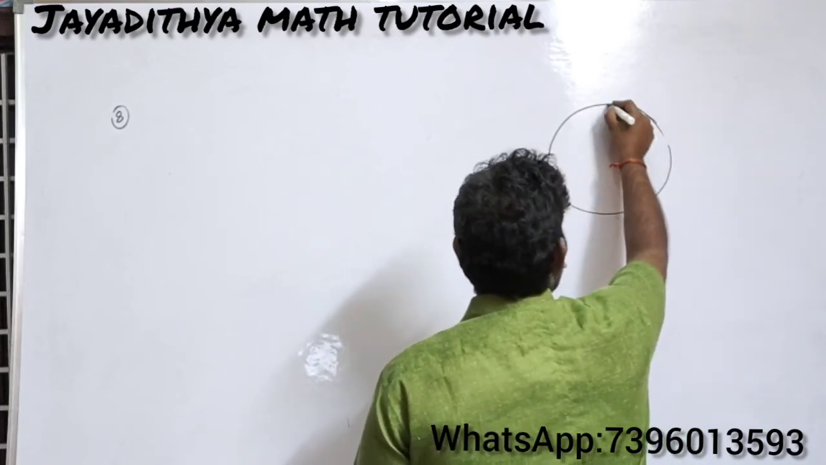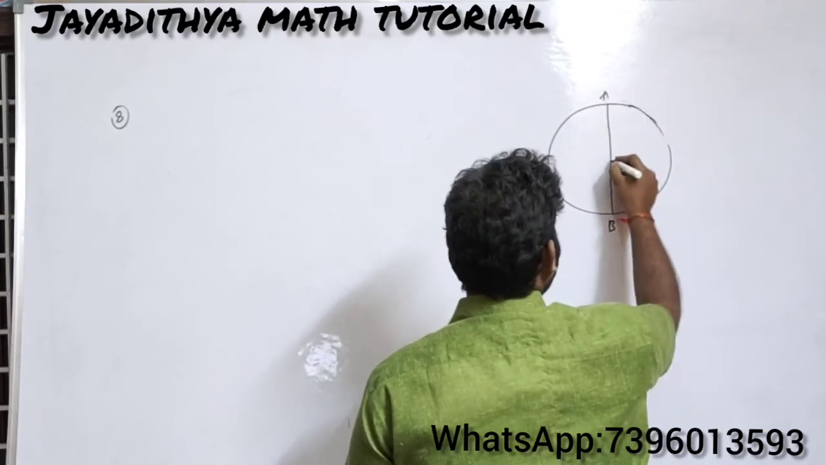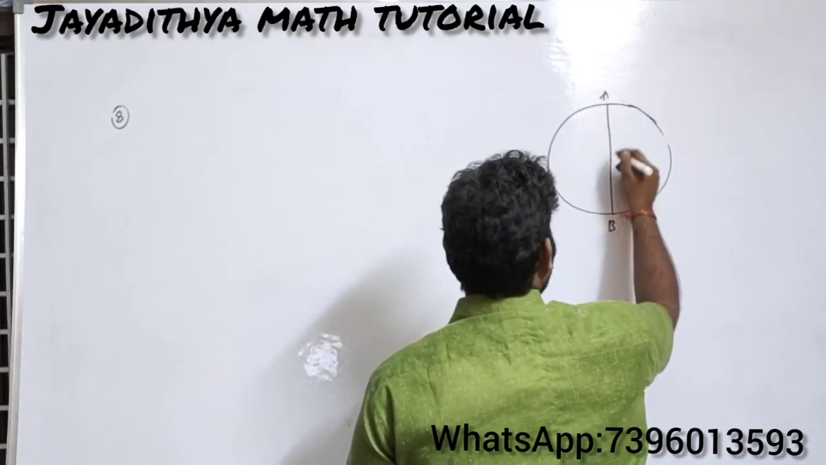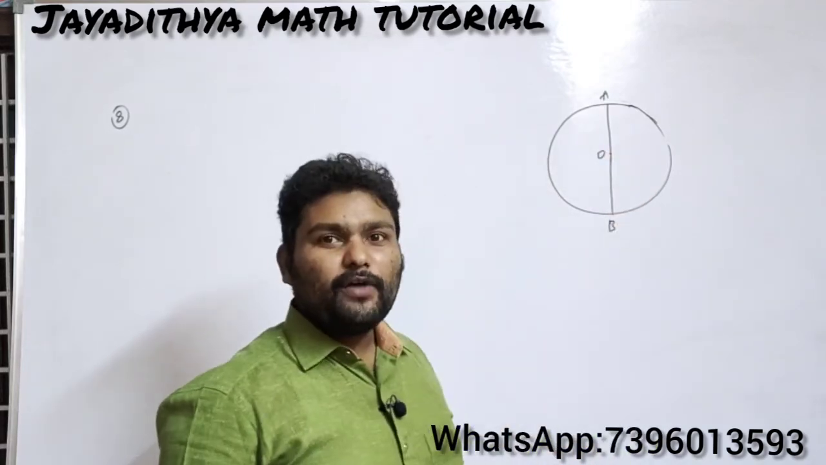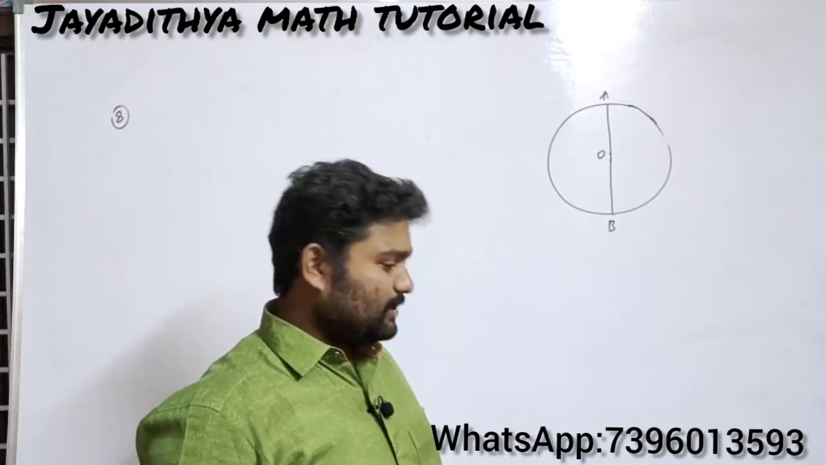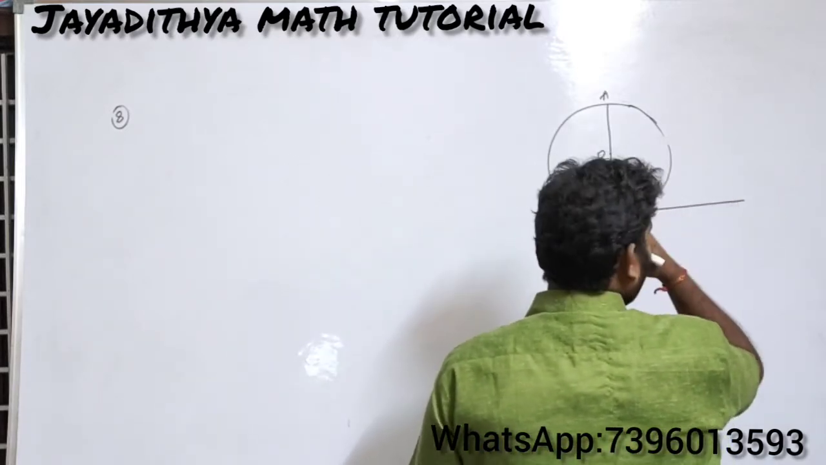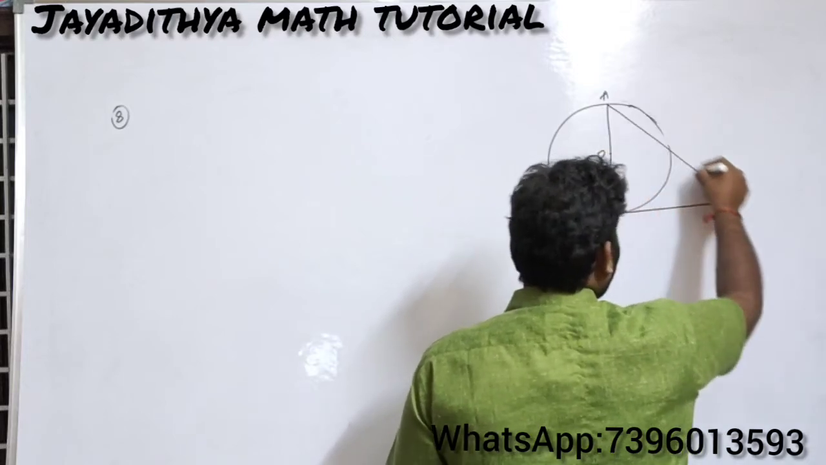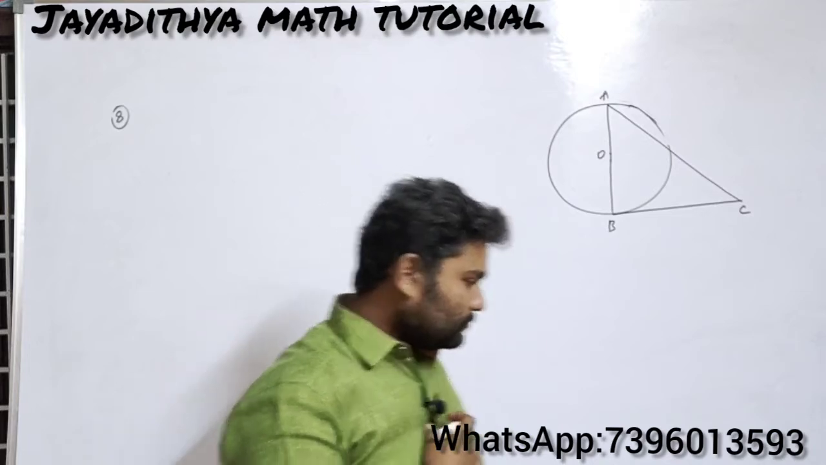So see here, Nana. AB is the diameter of a circle, and AB is also one of the sides of the triangle ABC. Right, clear. So this is the triangle ABC. So what is the question?